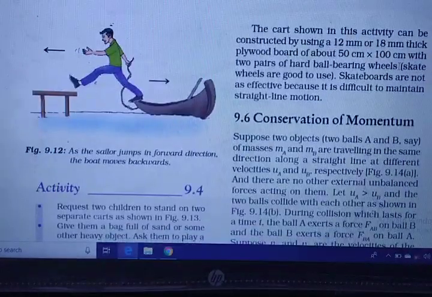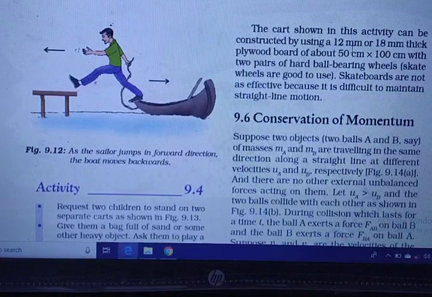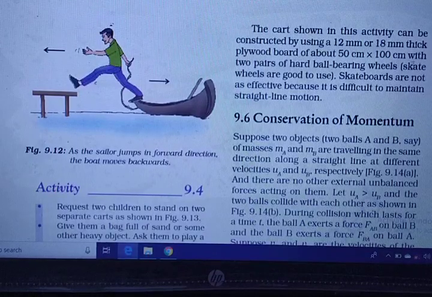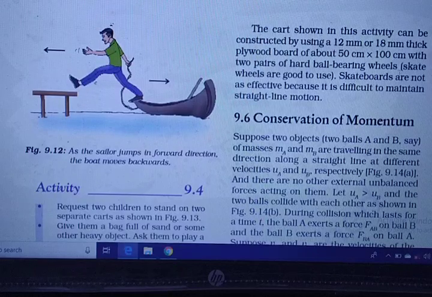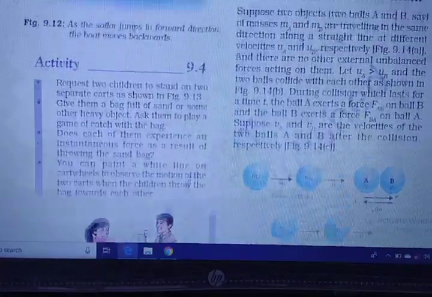The cart shown in this activity can be constructed. Here is how to make a cart: it can be constructed using 12 mm or 18 mm thick plywood board of about 50 cm by 100 cm with two pairs of hard ball bearing wheels. Skate wheels are also good to use. Skateboards are not as effective because it is difficult to maintain straight line motion. So this was how to make it.